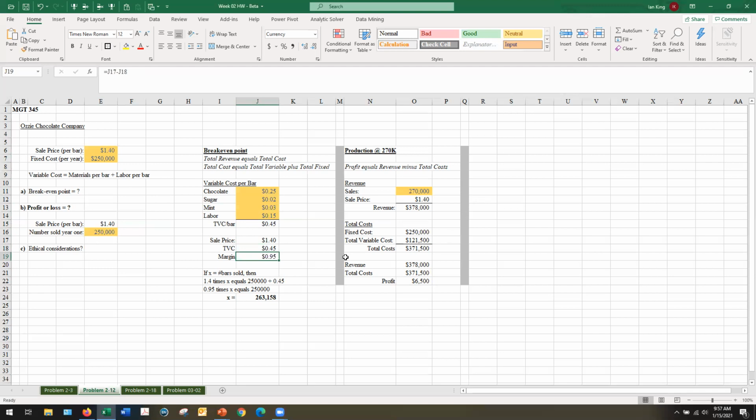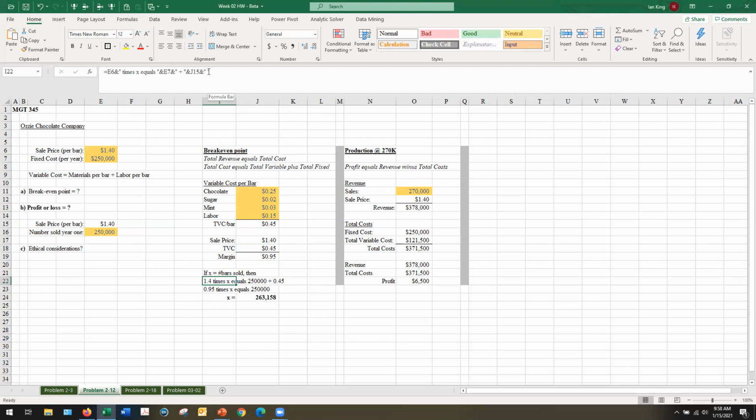Now then, since this is what we know, we have a sale price of $1.40. So the revenue we bring in is equal to 1.40 times, say, X bars. We don't know what X is yet. We're going to find out. But we also know that because of the cost we figured out per bar, it's 45 cents per bar plus fixed costs. Total cost is fixed costs plus variable costs. So 1.4 is equal to 250,000 plus 45 cents a bar.